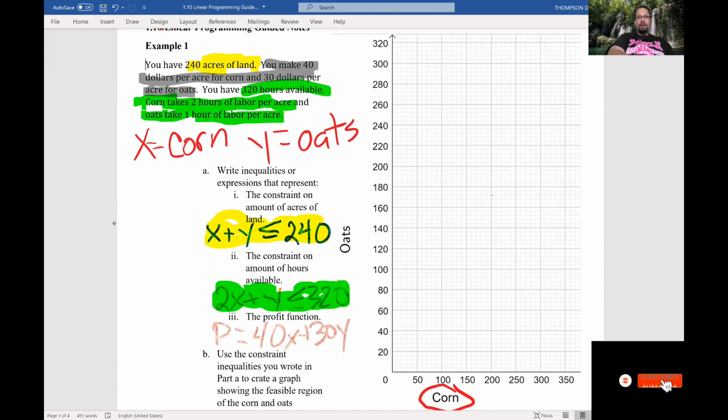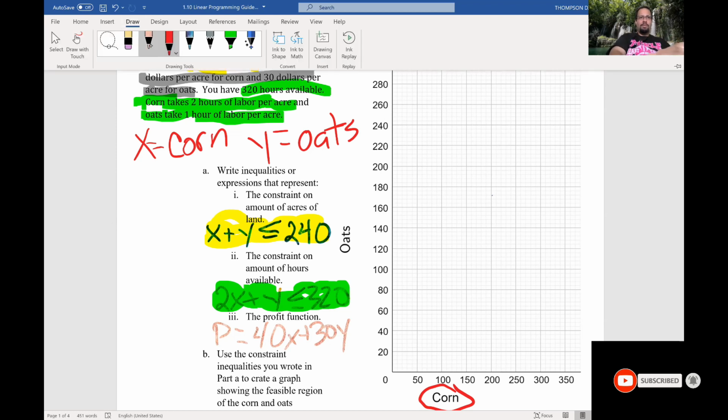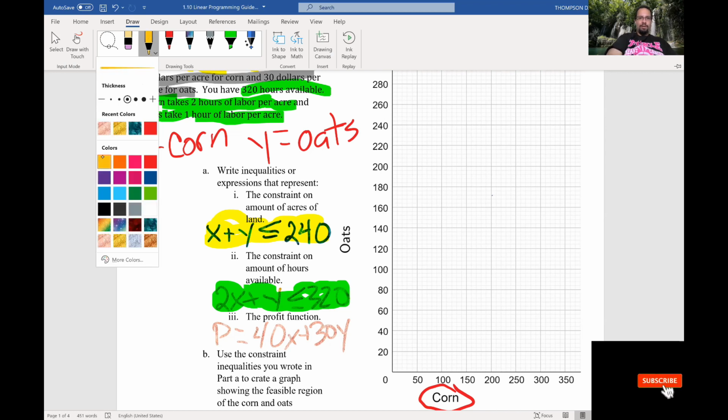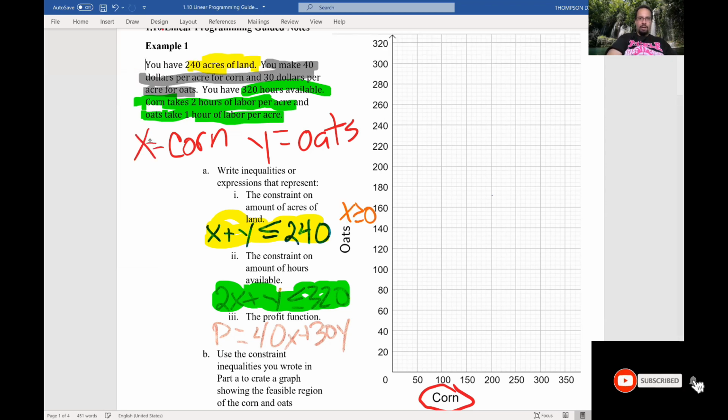We do have two more constraints which we need to take into consideration. We're dealing with a real world situation. So we have to keep in mind that x and y both have to be greater than or equal to 0. We'll write that off to the side in orange. So we'll write x is greater than or equal to 0, and y is greater than or equal to 0. So now we have all of our constraints, and we have our profit equation.